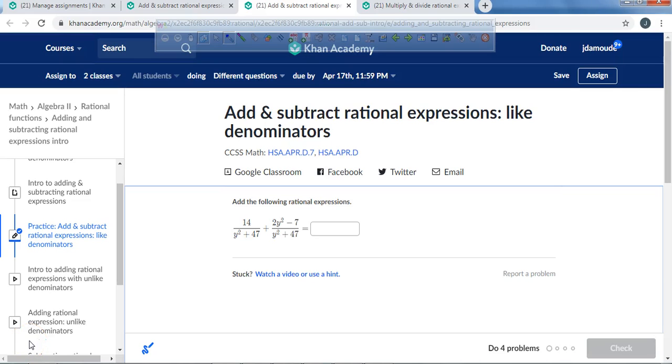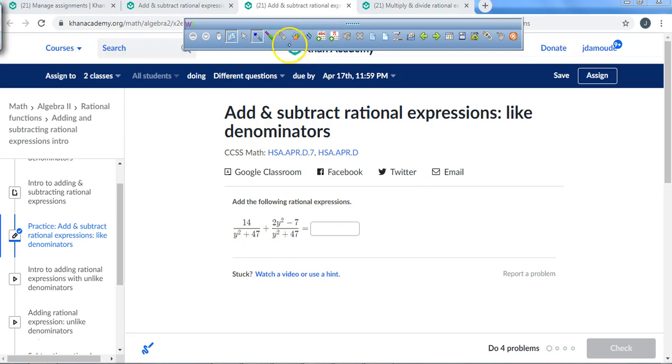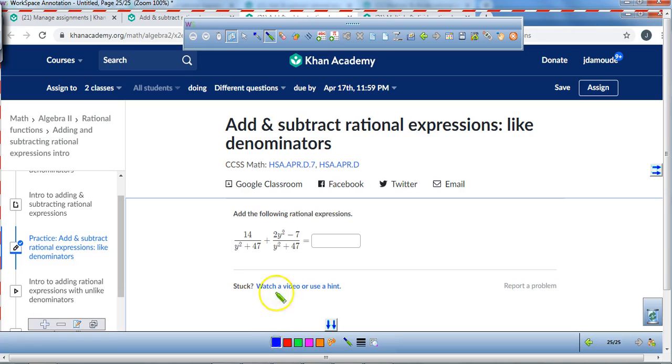Alright, in this particular video what we're going to go over is how to add and subtract rational expressions that already have like denominators. It'll be pretty easy. We'll quickly do 4 problems. It shouldn't take you that long. As long as you understand that you have the same denominator, everything will be super easy.